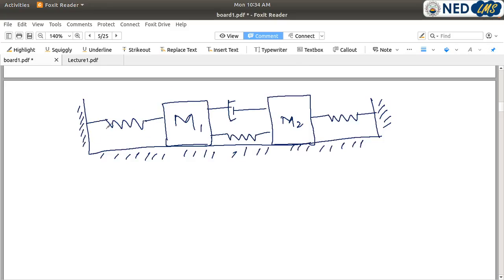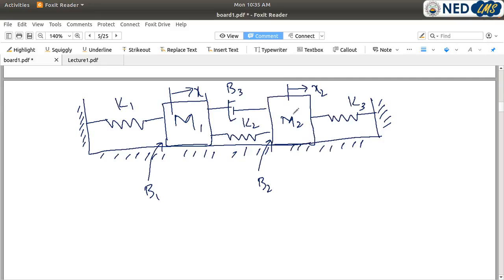We can also say it as the reference node. This is K1, this is B3, this is K2, this is K3, and the friction between surface and mass M1 is B1, and friction between mass M2 and the surface is B2. As friction can be modeled as the damper. Mostly the independent motion is marked over masses in the system.